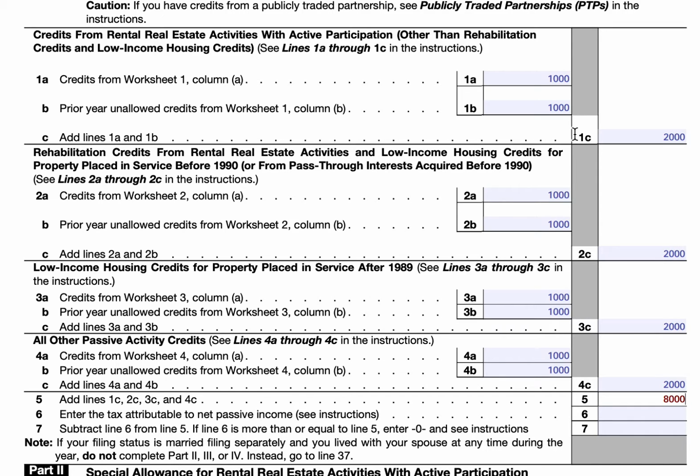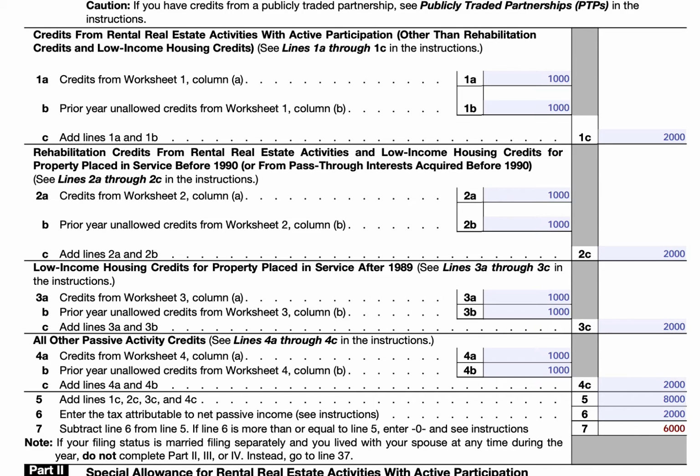I guarantee you this will not be the actual tax. This is simply a demonstration so that you can see how this form flows. So I'm going to put in $2,000. We'll just pretend that that is the tax that is attributable. However, you would actually have to calculate that tax according to the instructions that you can either find in the article or on the website. So in line 7, we subtract line 6 from line 5.